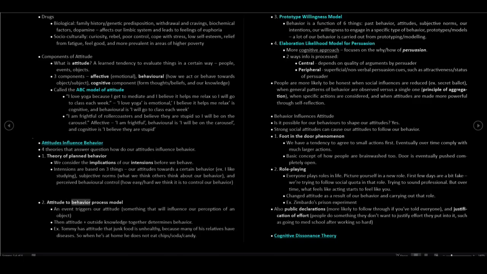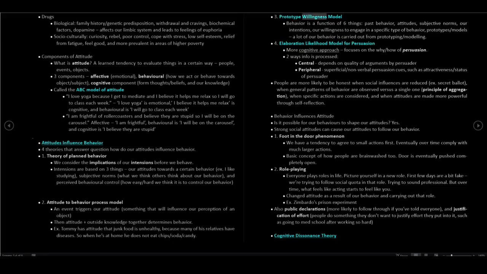2. Attitude to behavior process model. An event triggers our attitude, something that will influence our perception of an object. Then attitude plus outside knowledge together determines behavior. Tommy has the attitude that junk food is unhealthy, because many of his relatives have diseases. So when he's at home, he does not eat chips, soda, or candy.